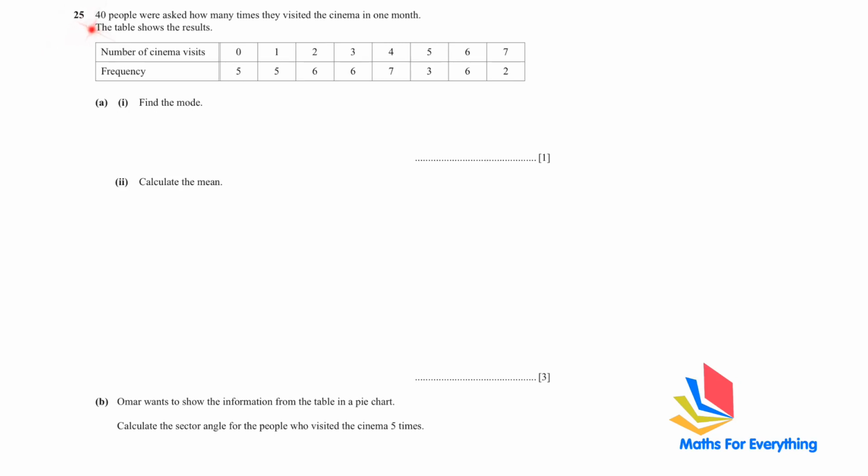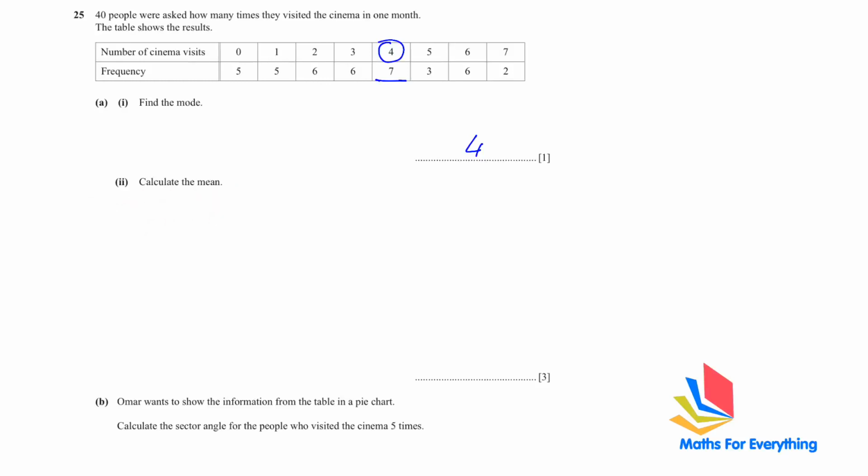Question number 25. 40 people were asked how many times they visited the cinema in 1 month. The table shows the results. These are the number of cinema visits and this is the frequency. Find the mode. Mode is that value which has the most frequency. So which is the most frequency here? 7. And which value does it have? 4. So 4 is the mode.